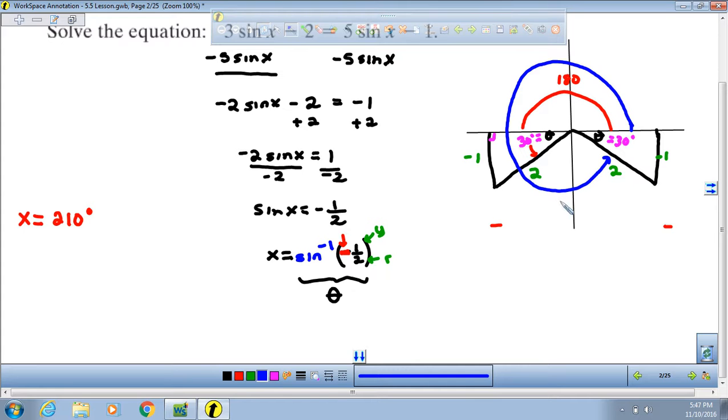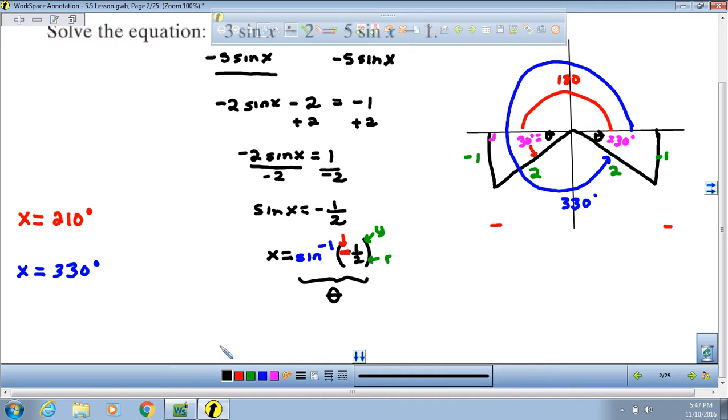The whole rotation is 360, so 360 minus 30 is 330 degrees, right? That means the other solution is x equals 330 degrees. Those are the solutions that will give you negative 1/2 for the sine inverse. So 210, which is a 30-degree angle in quadrant 3, and 330, which is a 30-degree angle in quadrant 4.